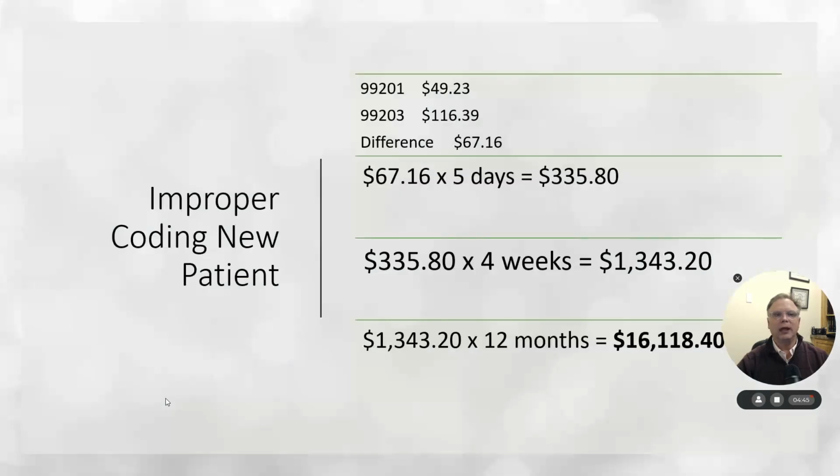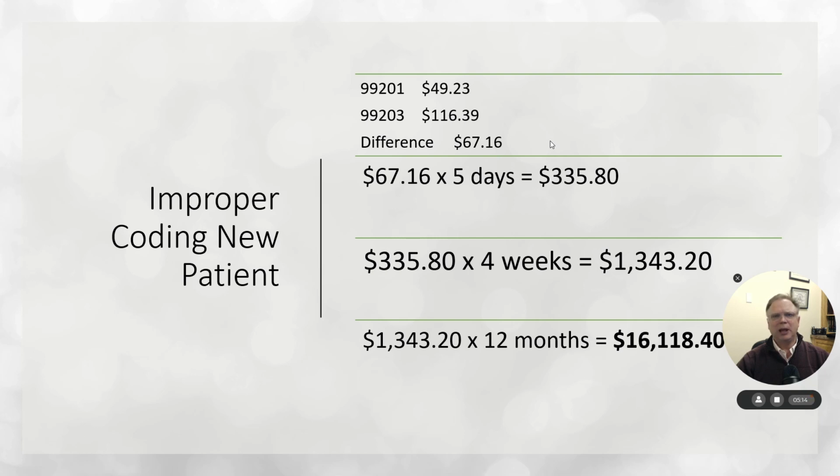So let's say one new patient per day, and you have 5 new patients a week, let's just say you have 20 new patients per month. At one new patient per day, if you are doing 99201 and only that would be 4923, when in fact maybe 99203 would have been more appropriate, you're losing $67.16 per day on that.